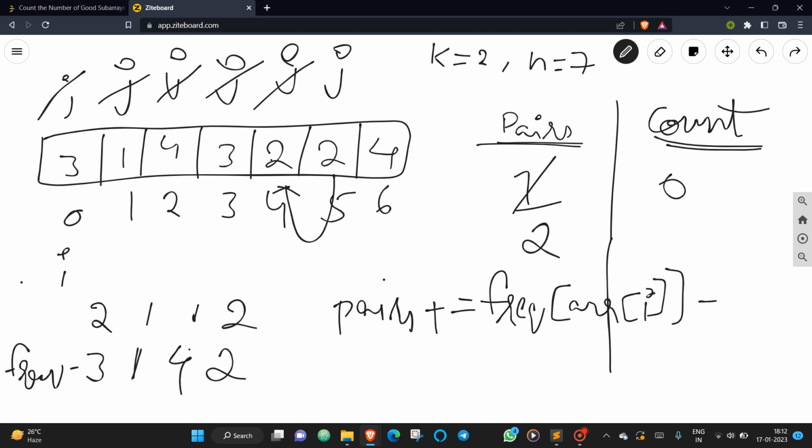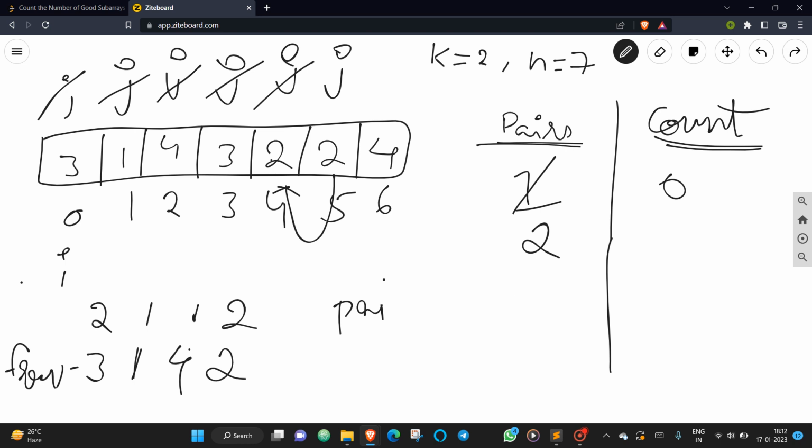So after you add those pairs, you can again check with the k. Since it is satisfying the condition, since there are at least k pairs in this subarray, now can I say it is a count of one good subarray, right? So what we will do, we'll update our count to 1.